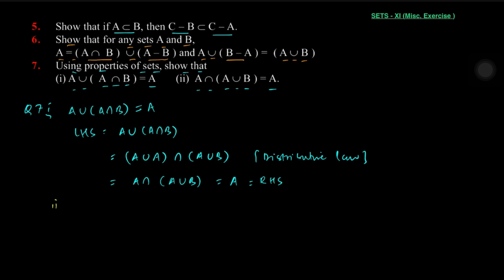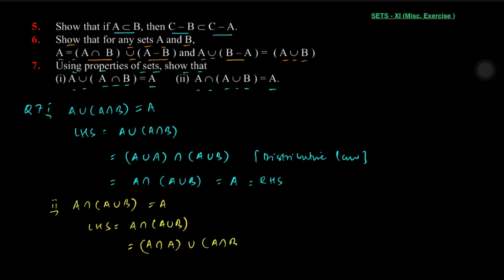Now let us take part number 2. We have to prove A intersection (A union B) is equal to A. Now let us take the left hand side of this part. It is A intersection (A union B). This will be equal to, again from the distributive law, (A intersection A) union (A intersection B). So A intersection A will be set A, because the intersection of a set with itself is the set itself. So we'll have A union (A intersection B). This again will be equal to set A, which is our right hand side.